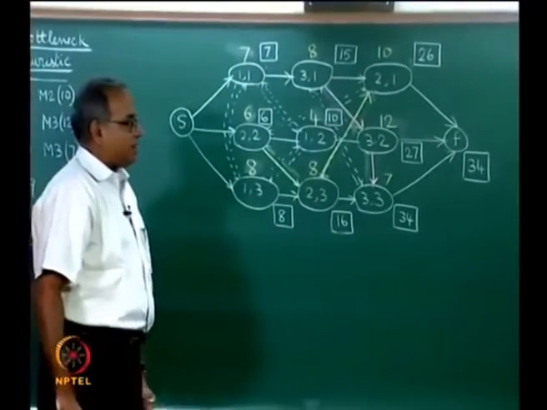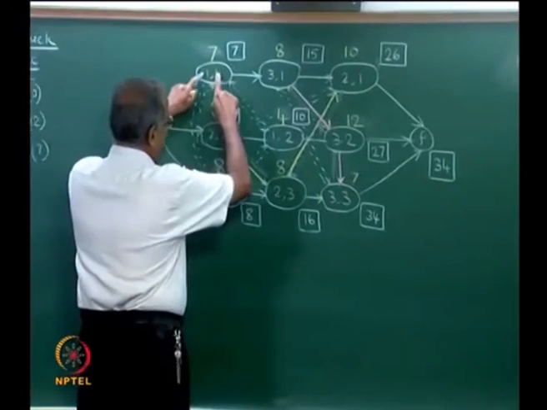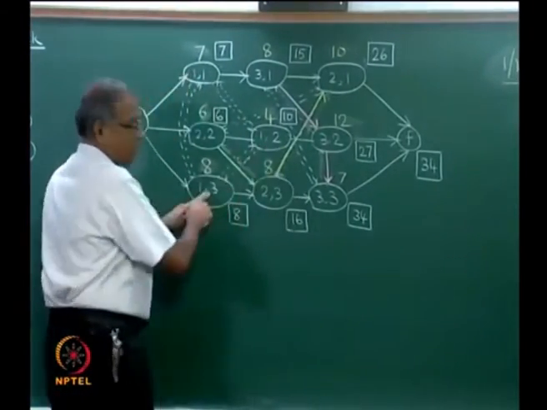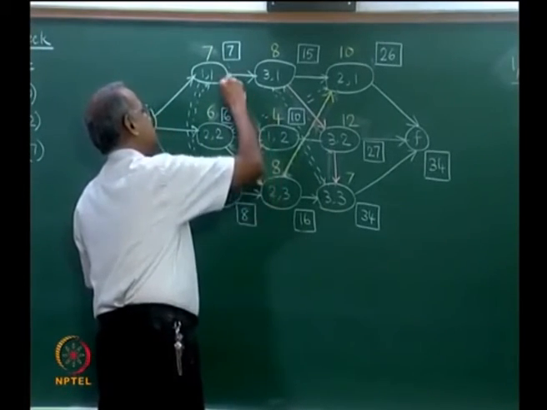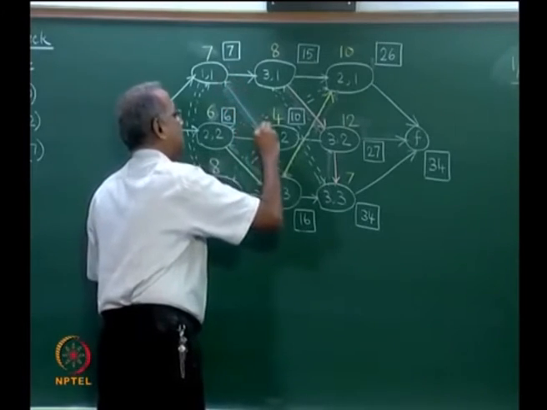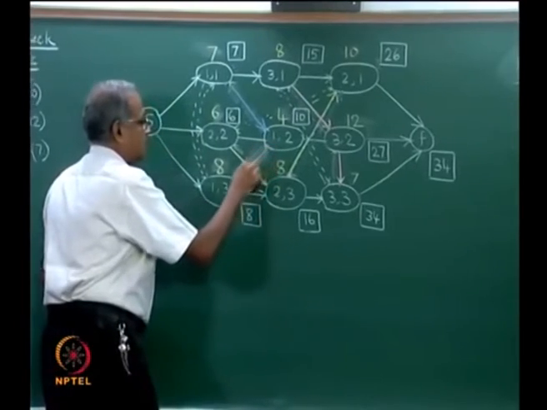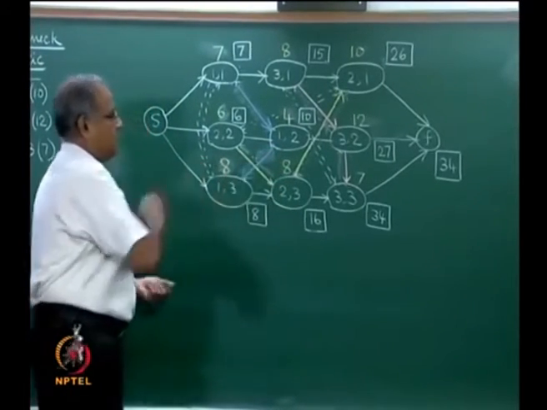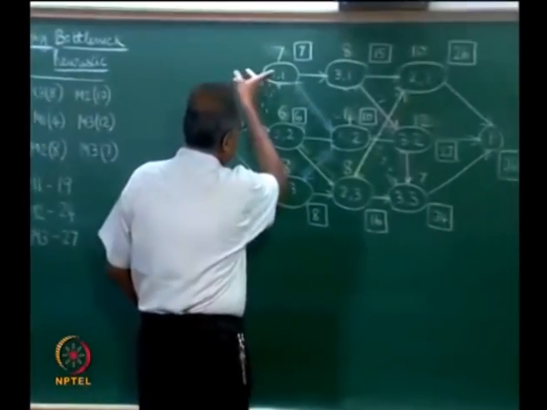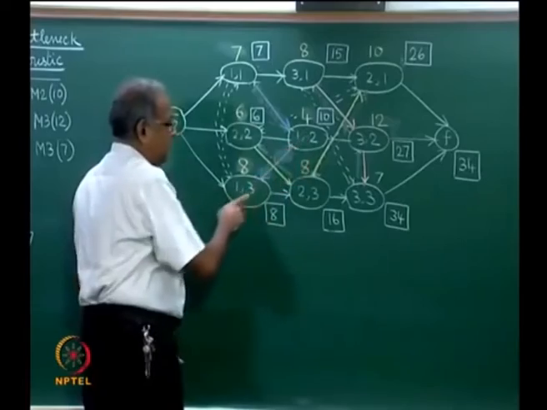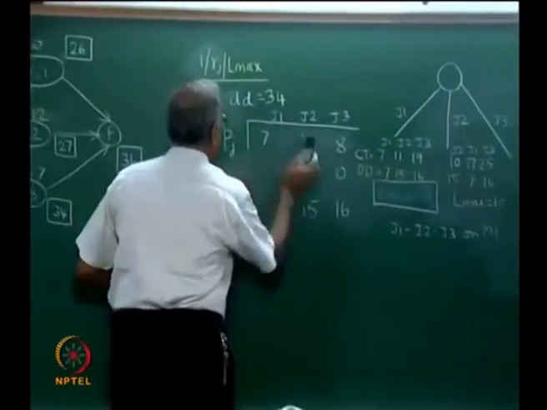So, on M1 the sequence is J1, J2, J3. J1 first, then J2 and then J3. So, we map this. So, J1 to J2 will come here, and then we will do J2 to J3, which will now come here. So, now this is the final network, where on M1 J1 followed by J2 followed by J3. Now, we have to compute the longest path.